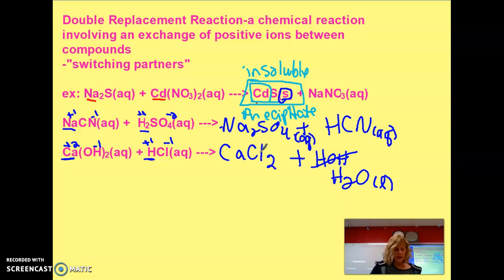Chloride, it says chloride with silver, lead, mercury, or copper is insoluble. With any other positive ion, it is soluble. So since calcium is not mentioned, I know that this is going to be soluble and remain in an aqueous solution. So this was the only one that actually formed a precipitate.